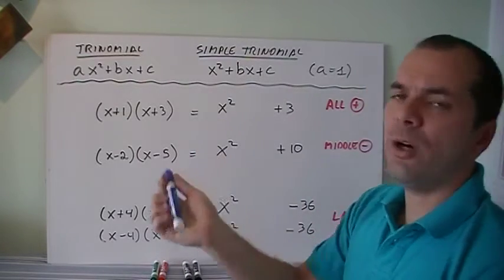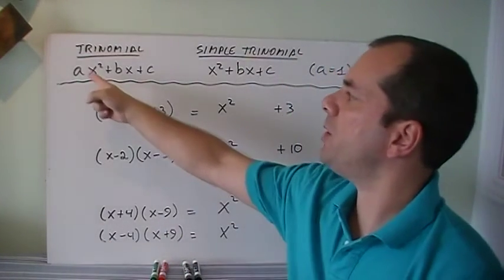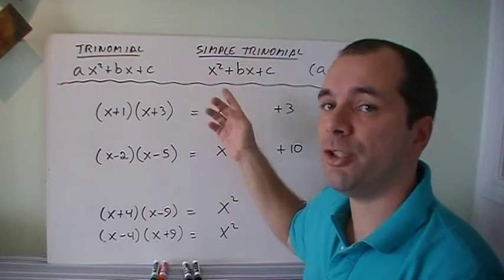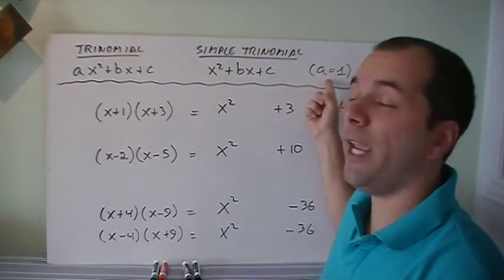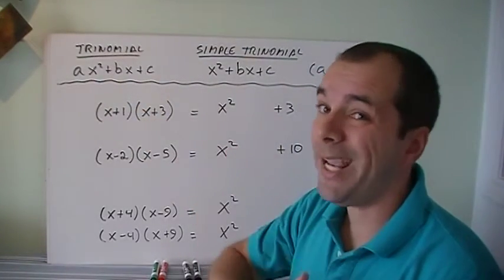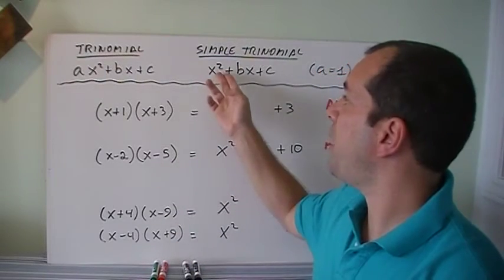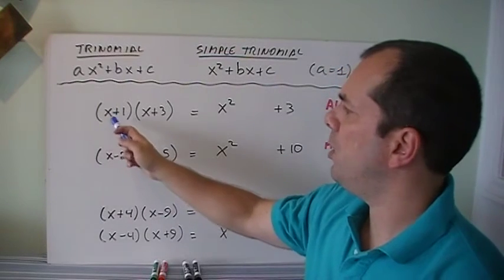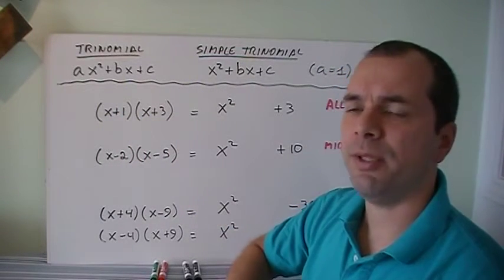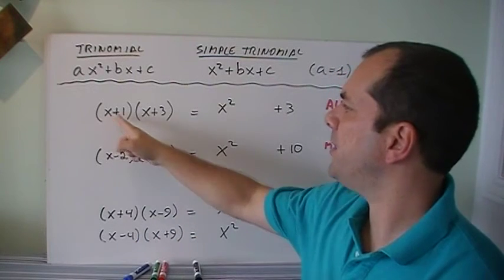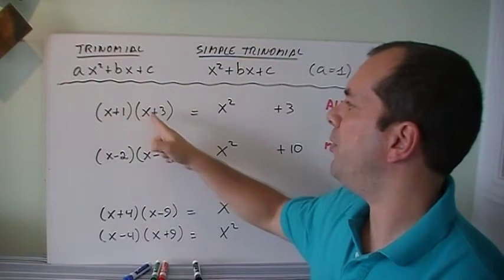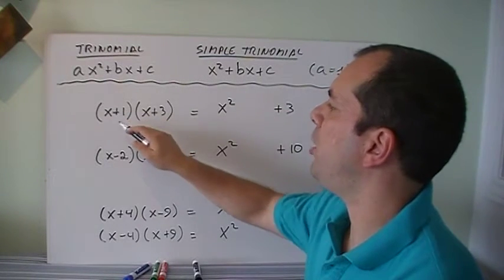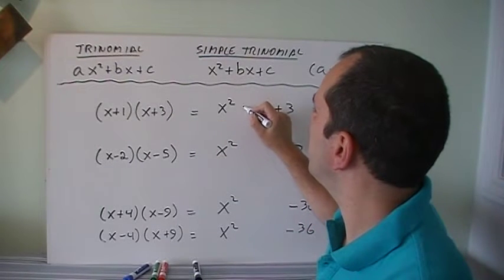And first of all, why do we call it a simple trinomial? Well, a trinomial is just something with three terms, ax squared plus bx plus c. A simple trinomial is one that starts with just x squared. In other words, my a value is equal to 1, not negative 1, just positive 1. So anything that starts with x squared and has three terms will be a simple trinomial. So what if you have x plus 1 times x plus 3? What would that be? Well, x times x gives me x squared. 1 times 3 gives me 3, and now we'll do the inside: 1x plus 3x is equal to 4x.